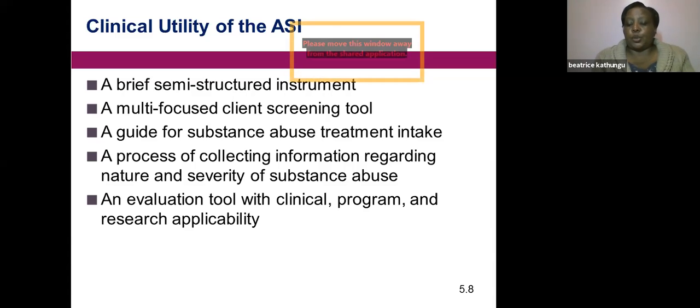So you can actually use an ASI at the beginning of a client intake, and you can follow up with another ASI administration after discharge, maybe a month or 3 months or 6 months. And you can use it to check whether your treatment program had an impact on the client.